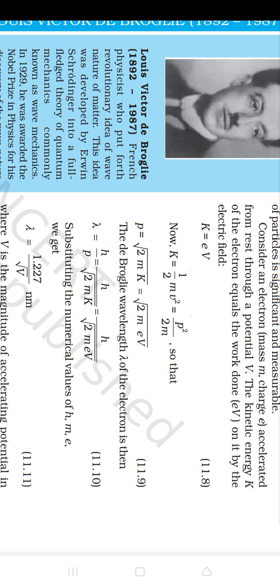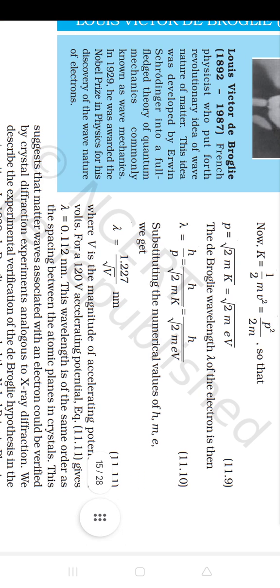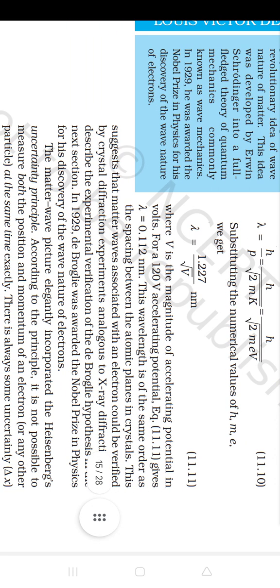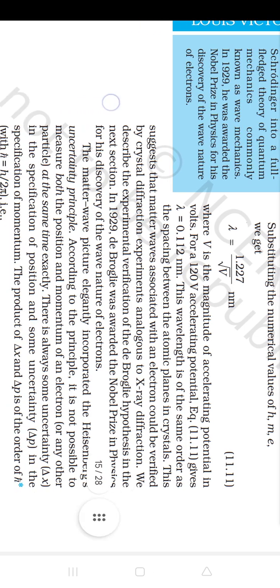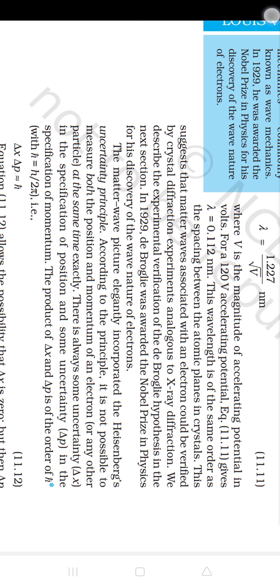Substituting the numerical values of h, m, e, we get lambda = 1.227/√V nm, where V is the magnitude of the accelerating potential in volts. A 120 volt accelerating potential gives lambda = 0.112 nanometer. This wavelength is of the same order as the spacing between atomic planes in crystals. This suggests that matter waves associated with an electron could be verified by crystal diffraction experiments analogous to X-ray diffraction. We describe the experimental verification of the de Broglie hypothesis in the next section.